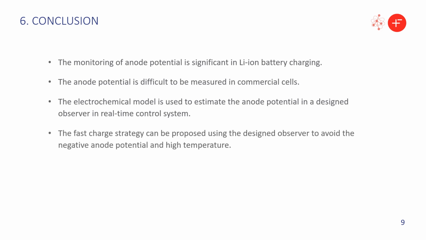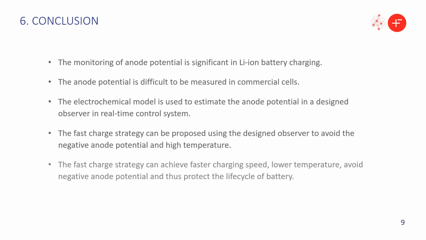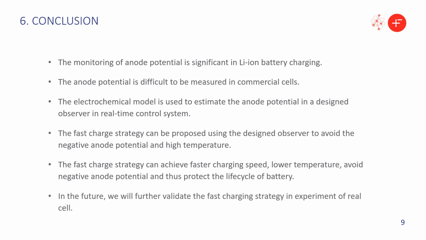In the fast charge strategy, it uses estimated battery states from the designed observer to avoid the negative anode potential and high temperature. And the proposed fast charge method can achieve a faster charging speed, a lower temperature, and avoid the negative anode potential to reduce the risk of lithium plating and extend the battery life cycle.